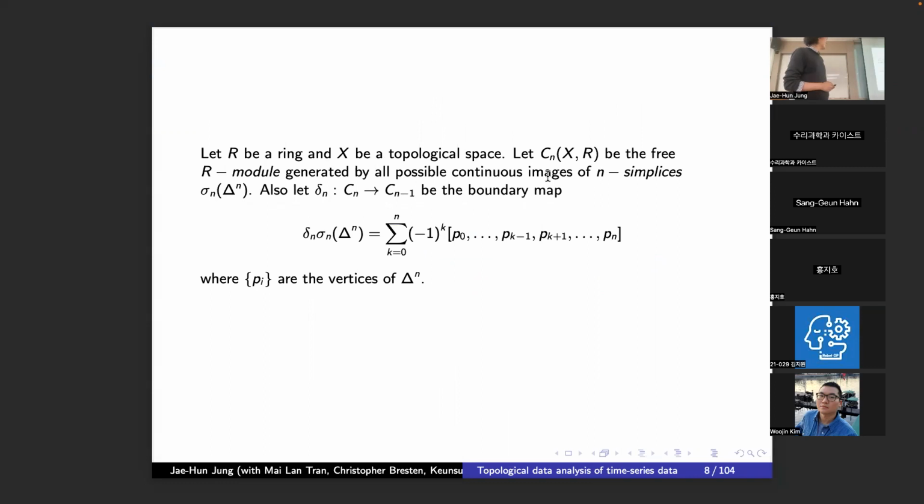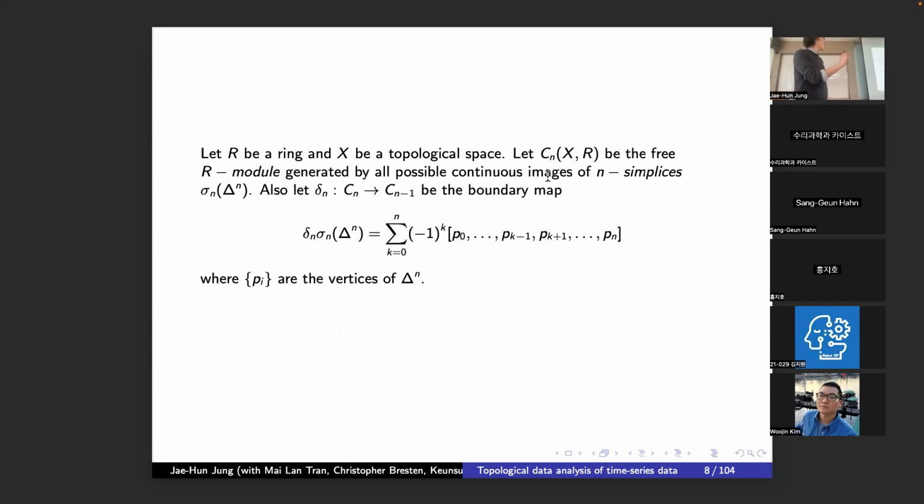Suppose R is a ring and X is a topological space. C_n is the free R-module generated by all possible continuous images of n-simplices. Then you just collect all the simplices, and we define the boundary map. The -1 is important because we consider the orientation. So this is the definition of the boundary.